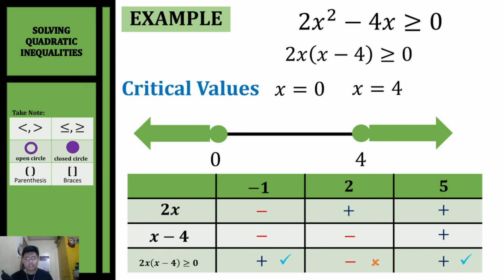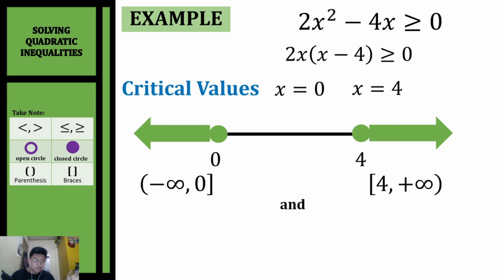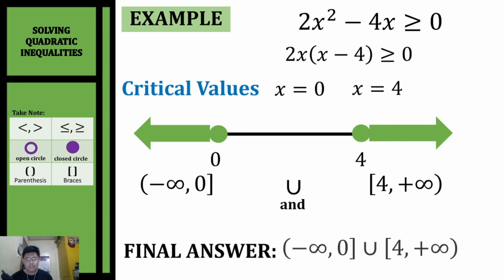Now that we completed our table of signs, let's proceed to our final answer. The results of our table of signs are from negative infinity to 0 and from 4 to positive infinity. Take note, we enclose our critical values using brackets because our quadratic inequality is greater than or equal. For negative infinity and positive infinity, we will always use parentheses. So let's unite them using a union symbol. So our final answer will be this.